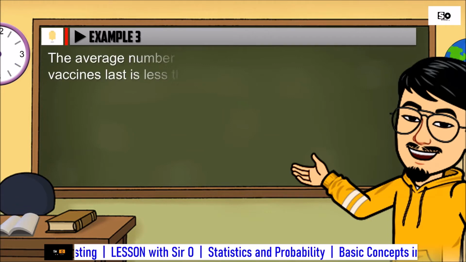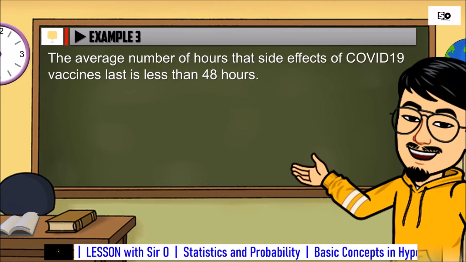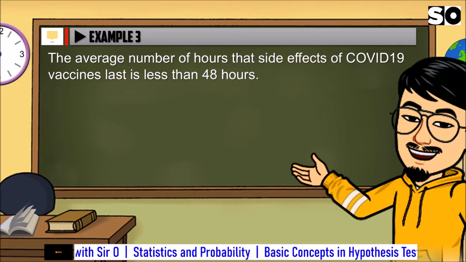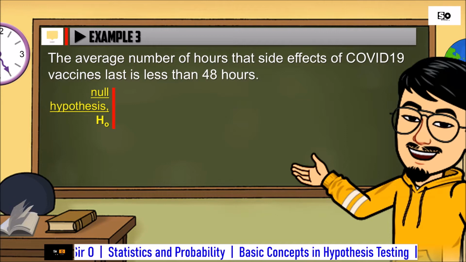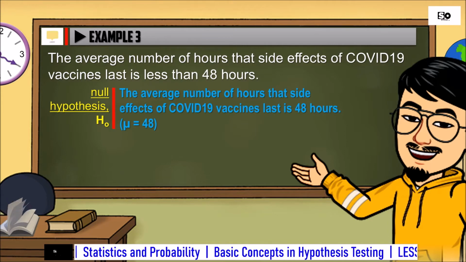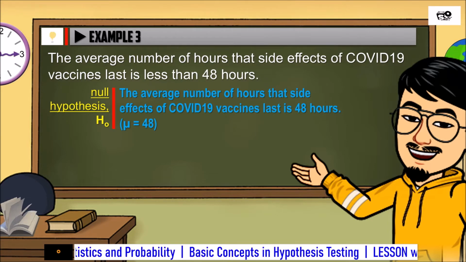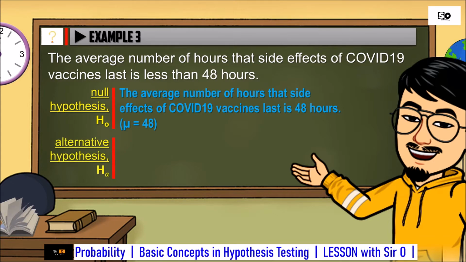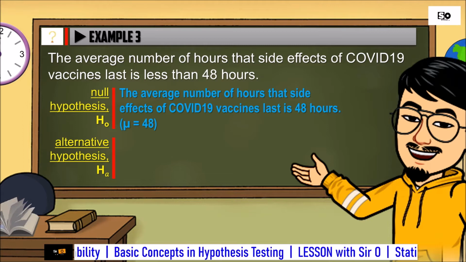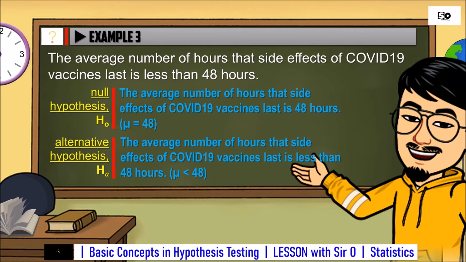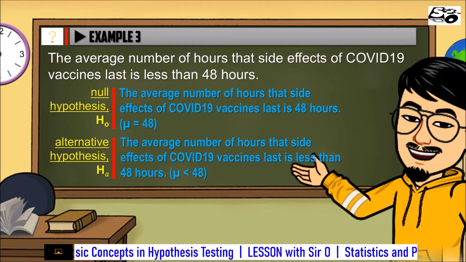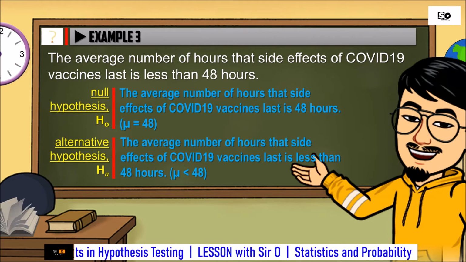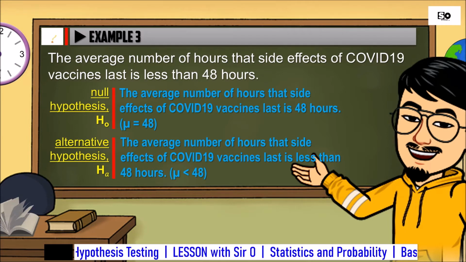Sample number 3. The average number of hours that side effects of COVID-19 vaccines last is less than 48 hours. Null hypothesis: the average number of hours that side effects of COVID-19 vaccines last is 48 hours, or mean is equal to 48. Alternative hypothesis: the average number of hours that side effects of COVID-19 vaccines last is less than 48 hours, or mean is less than 48.